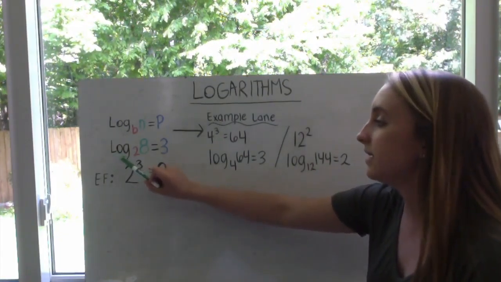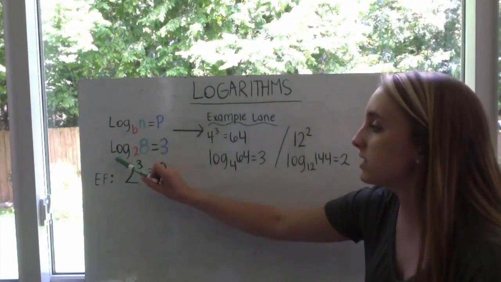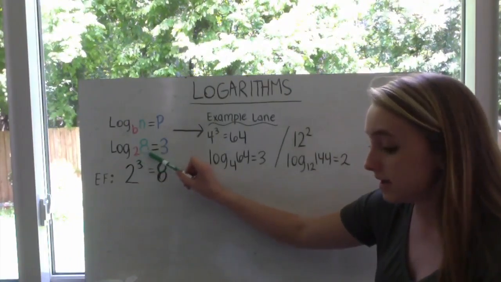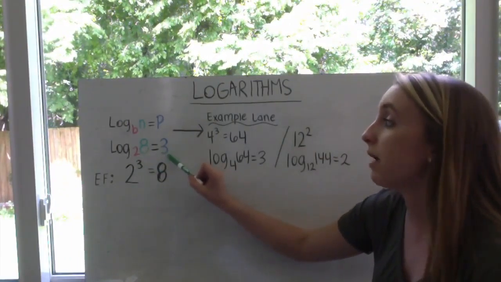This is pretty much the exact same thing, except we're going to put in numbers this time. This reads log base 2 of the number n, which is 8, is equal to p, the power n is raised to, which is 3.